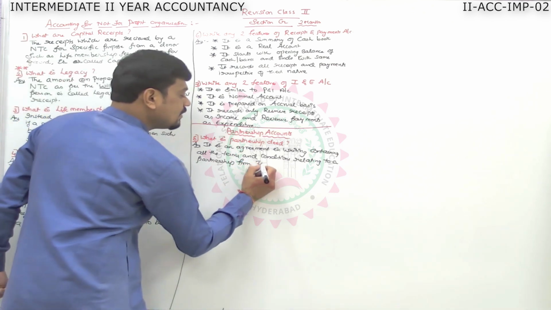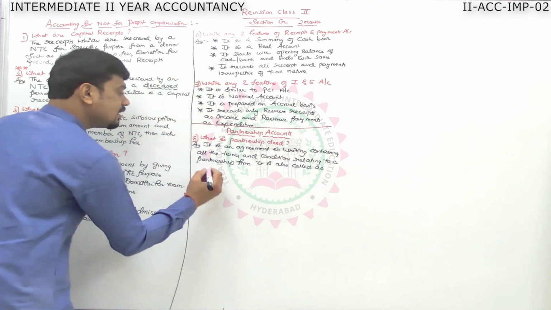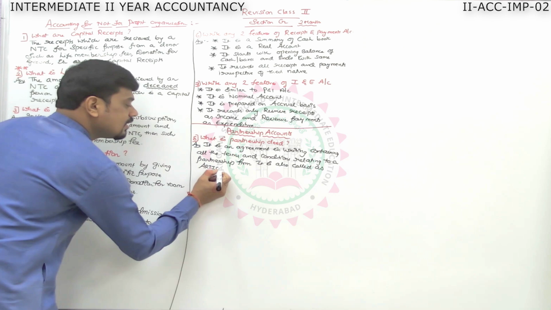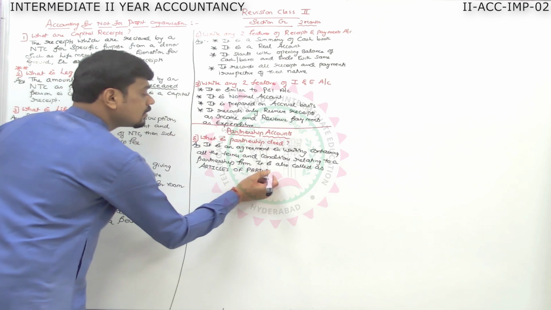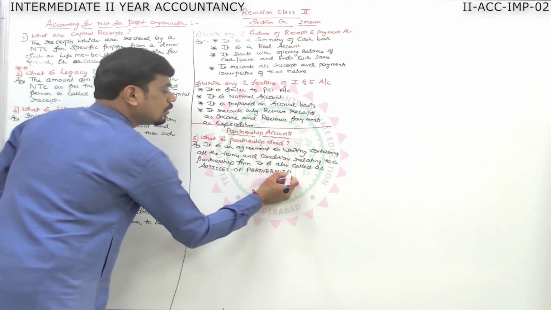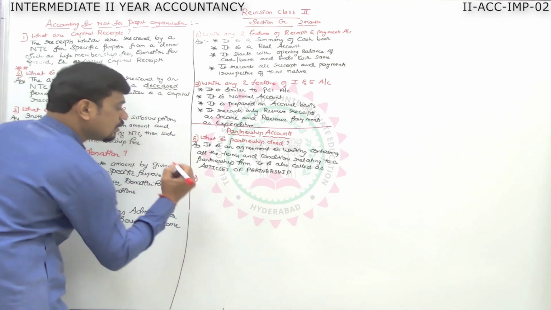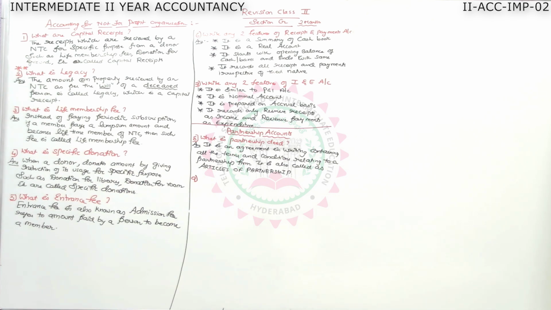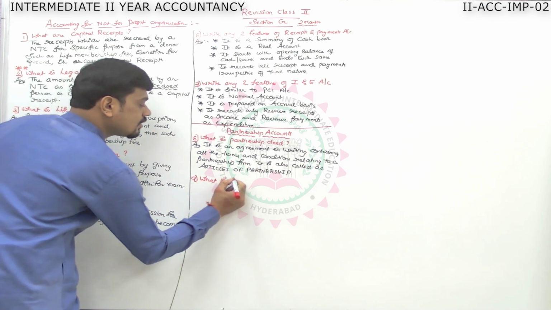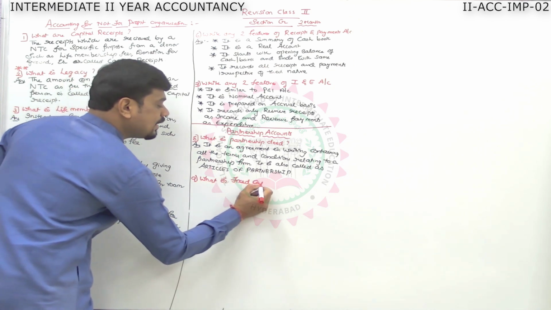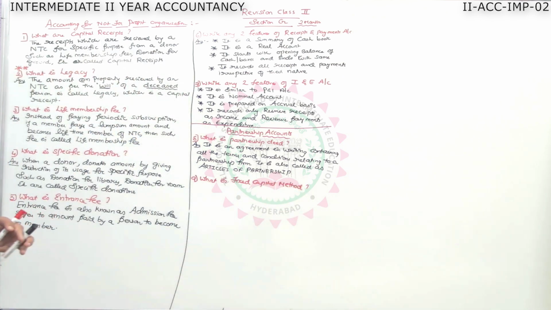Then you can write other name. It is also called as. What is the other name of this? We call it as articles of partnership. It is also called as articles of partnership. Then the question, what you can guess. The next will be, what is fixed capital method? Okay, what is fixed capital method?